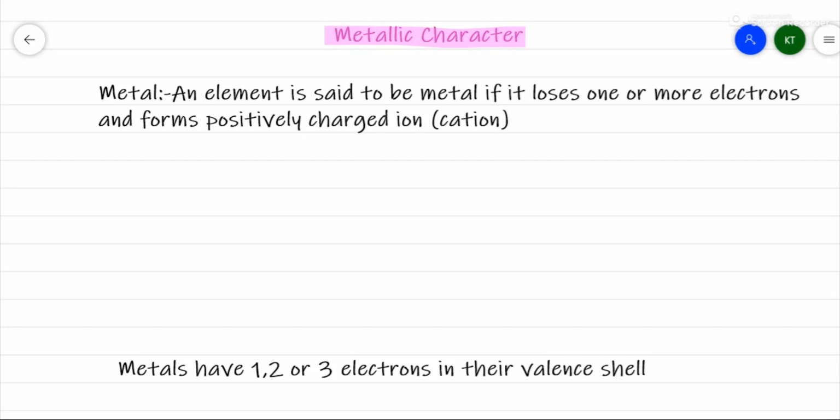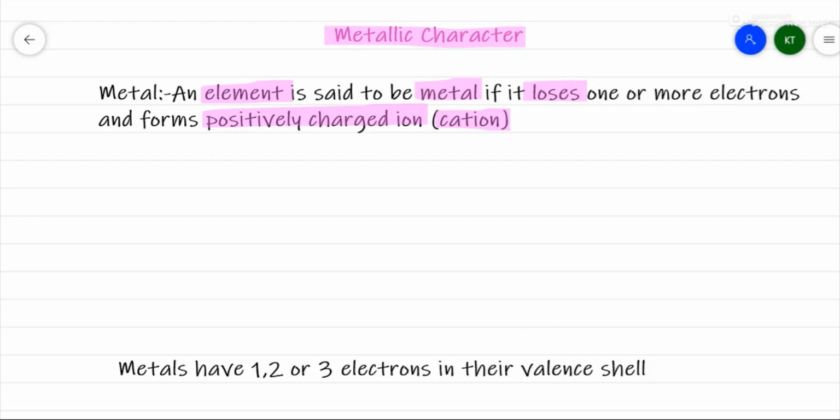What are metals? An element is said to be a metal if it shows a tendency to lose one or more than one electron from its valence shell and results in the formation of a positively charged ion, which is commonly known as a cation. That is known as a metal.